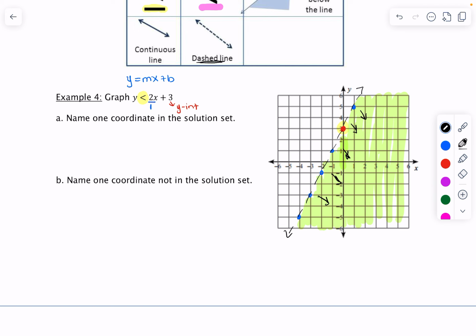Then the question says, name one coordinate pair in the solution set. The solution set is the shaded region. Let me write that a little nicer.